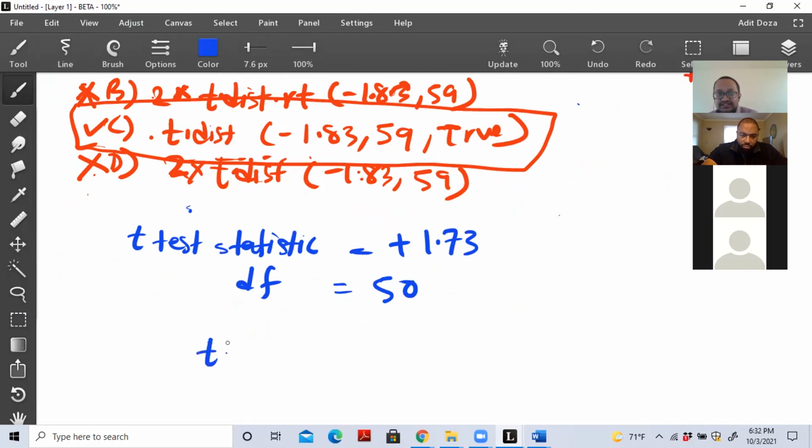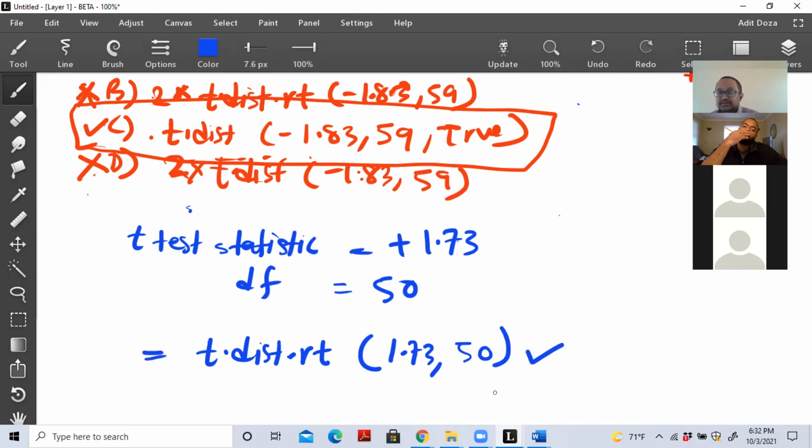The correct answer: T.DIST.RT. You put this one first, right? 1.73, then the degree of freedom. You don't need to write true. So this should be the correct answer, right?